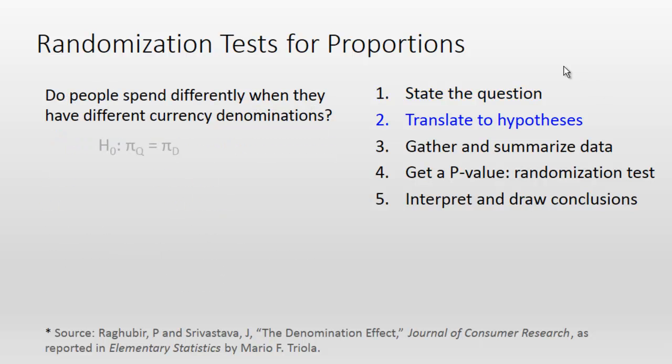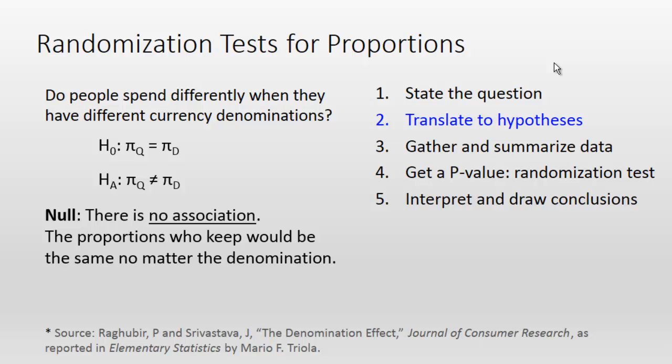So here's the question we want to answer, and we're translating it first into a null hypothesis. Pi sub q equals pi sub d, meaning the proportions are the same in the groups of people that are being represented by the samples. And the alternative hypothesis is that those proportions are not equal, and we've chosen a 2-sided hypothesis.